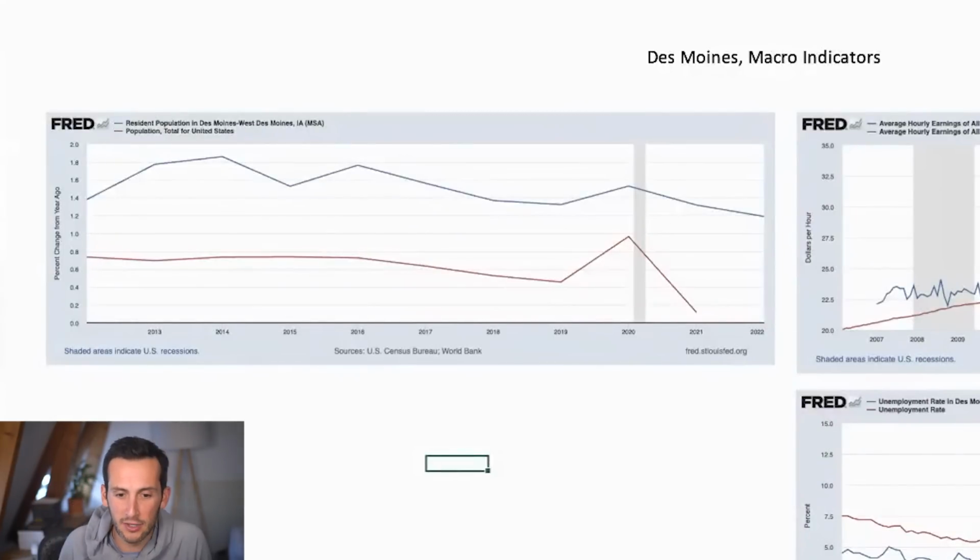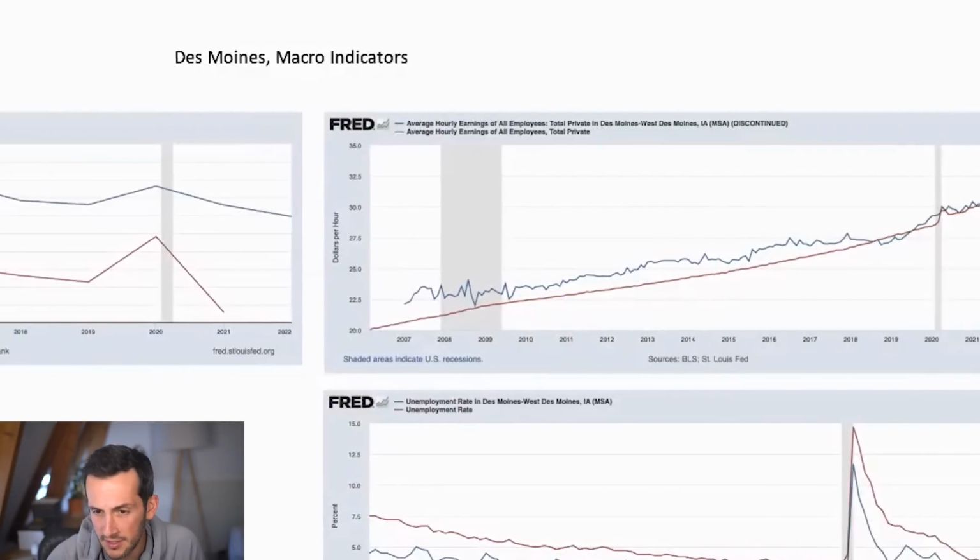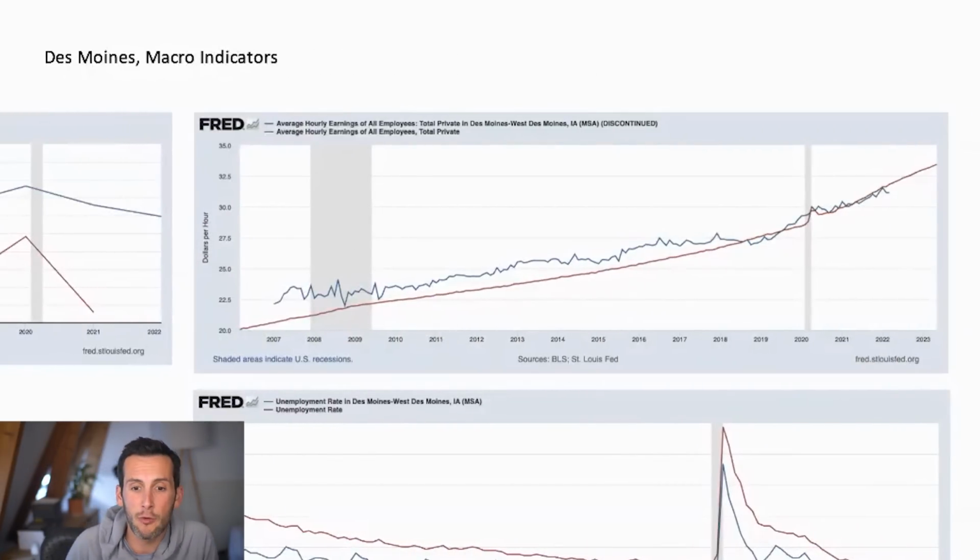The second thing I look at, and the third thing, they're both really having to do with the labor market. So the top chart here shows the average hourly earnings for all employees. And you can see that it's pretty much on par with what's going on in the rest of the US.